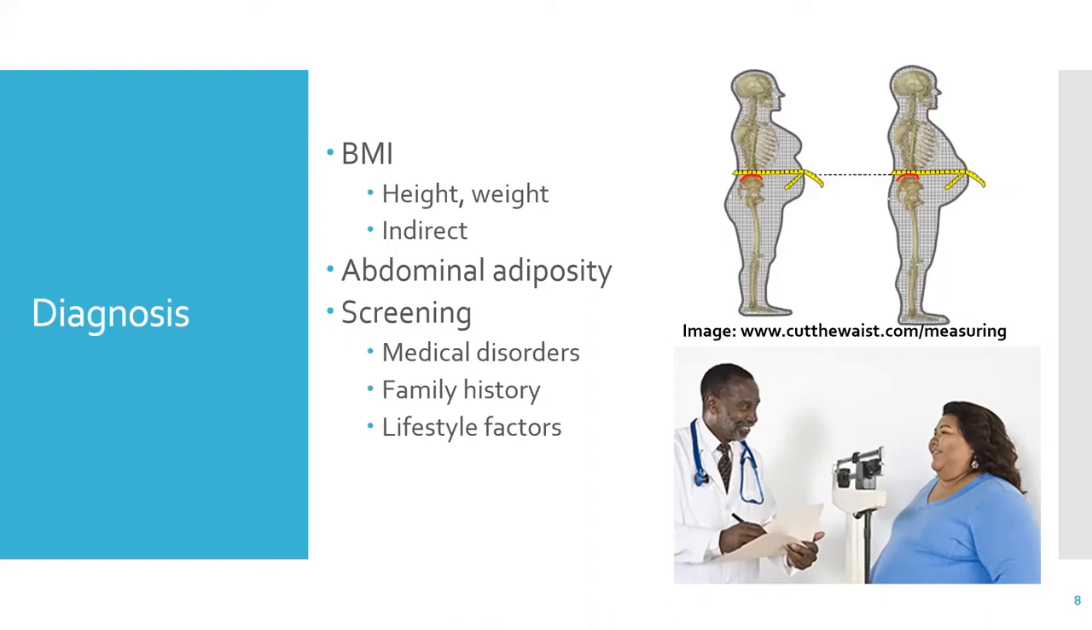Another possible way to diagnose obesity is through abdominal adiposity, which is measured by waist circumference. And then that also has a correlation with associated comorbidities. Abdominal obesity is especially concerning from a health risk standpoint. Finally, because there are so many risk factors and causes associated with obesity, a screening for diagnosis should include a thorough history that reviews things like medical disorders, including medications being taken, family history, and lifestyle factors such as dietary and exercise habits.